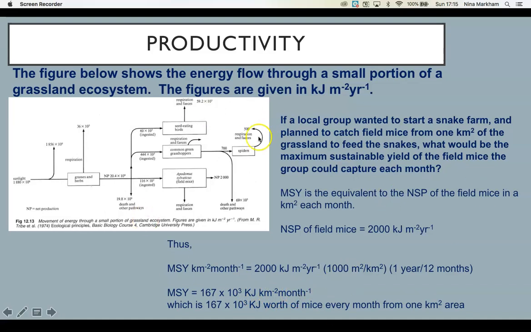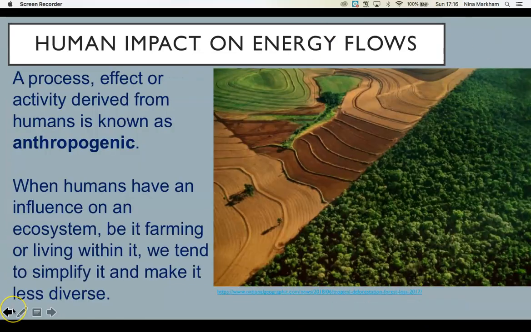Again, you need to be comfortable with these kinds of calculations. So the final answer is 167 times 10 to the 2 kilojoules worth of mice every month from 1 kilometer squared area is the maximum sustainable yield that this local group could catch. A process, effect, or activity derived from humans is known as anthropogenic. When humans have an influence on an ecosystem, be it farming or living within it, we tend to simplify that ecosystem and make it less diverse.